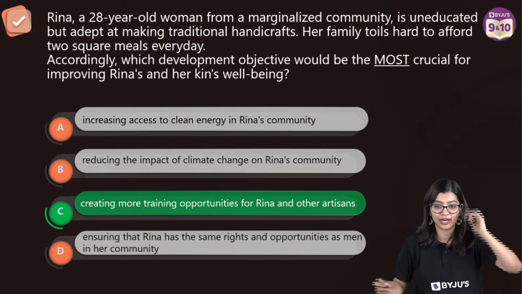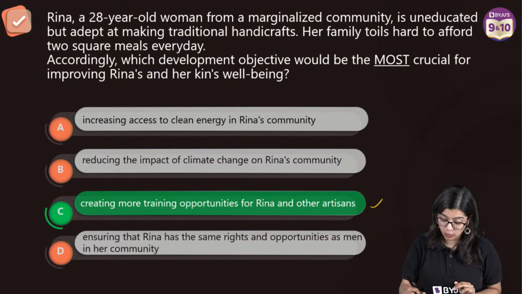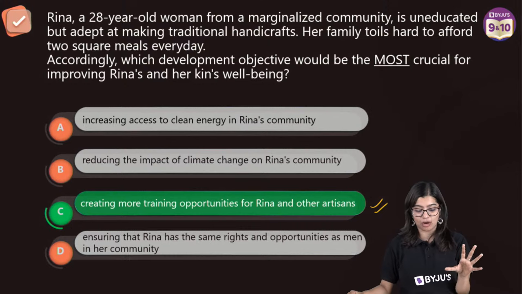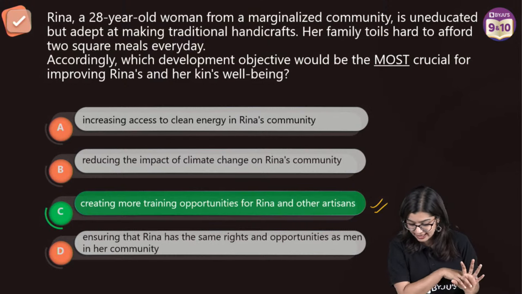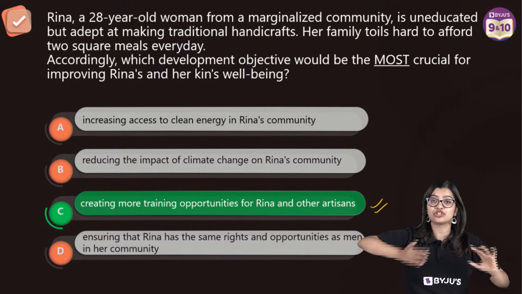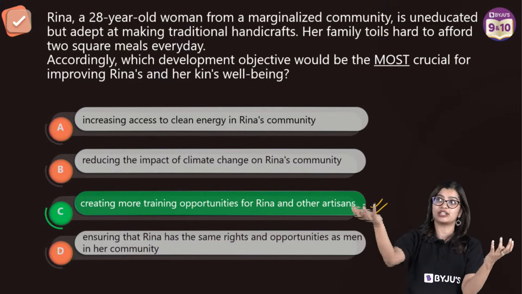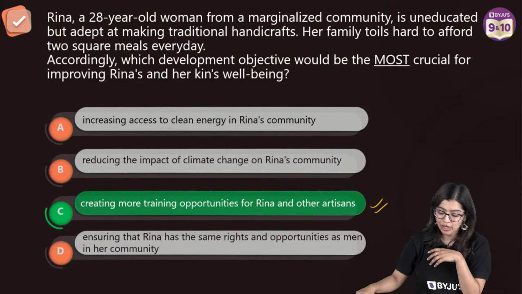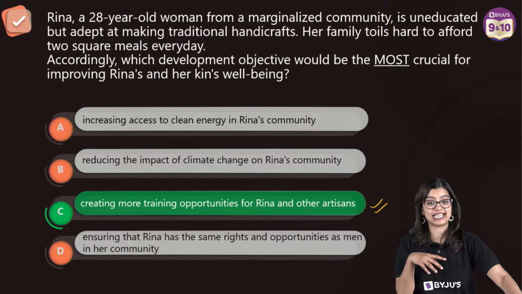So this right here, as you all know, is going to help you create more training opportunities. Thereby, we see that this helps in improving Reena's potential for making sure that there are more opportunities where she's able to earn more money, right? So, correct answer is option C.